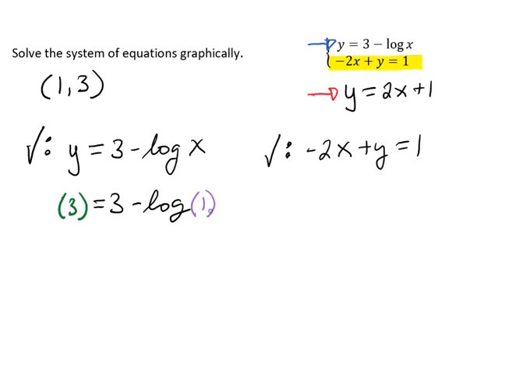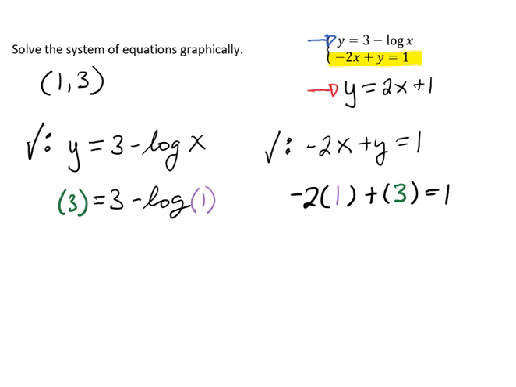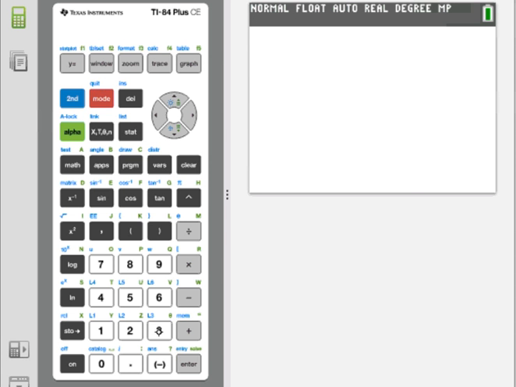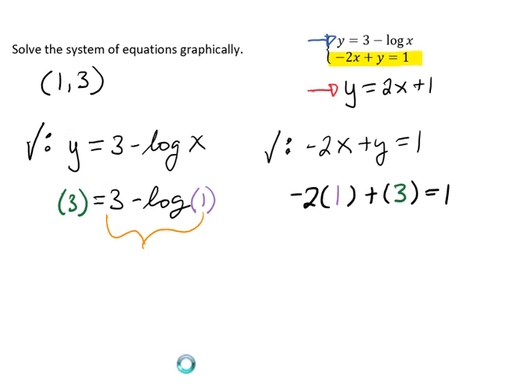All right, and then let's set up our other one as well. So negative 2 times our x, which is a 1, plus our y, which is our 3. And we're saying that that should equal 1. So we're going to go ahead and plug this side into the calculator and see what we get. So we have 3 minus the log of 1. And we get a 3, which is what we had said that we wanted that to equal. So we said we got a 3 here. And then when we check it, it worked out.